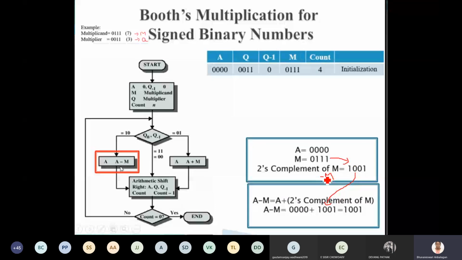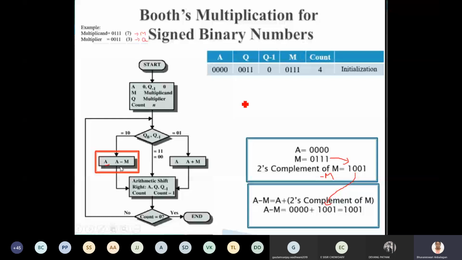If I want to find minus m, what do I have to do? I have to take the 2's complement of this value. Okay, and I'm getting minus m. I'm adding it along with a to get the value of a minus m. Where do I have to store it? I have to store it in a.